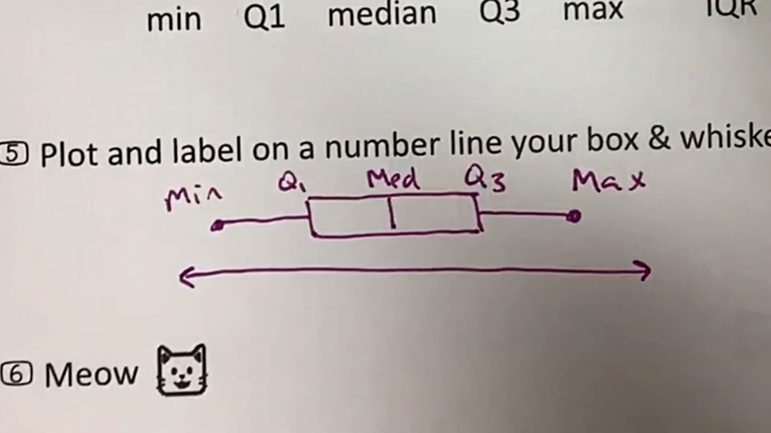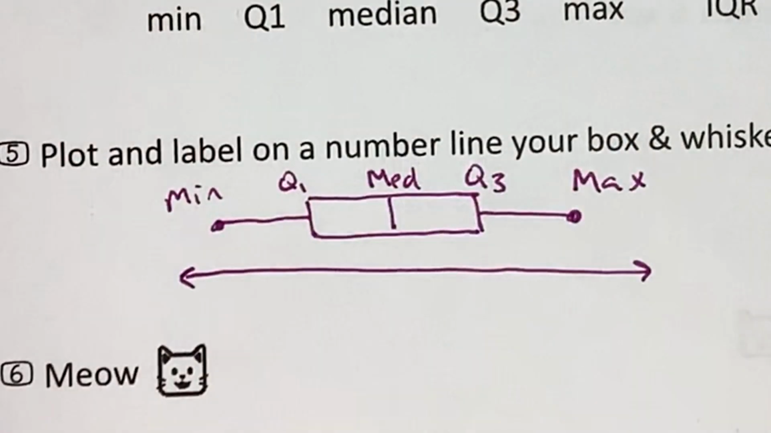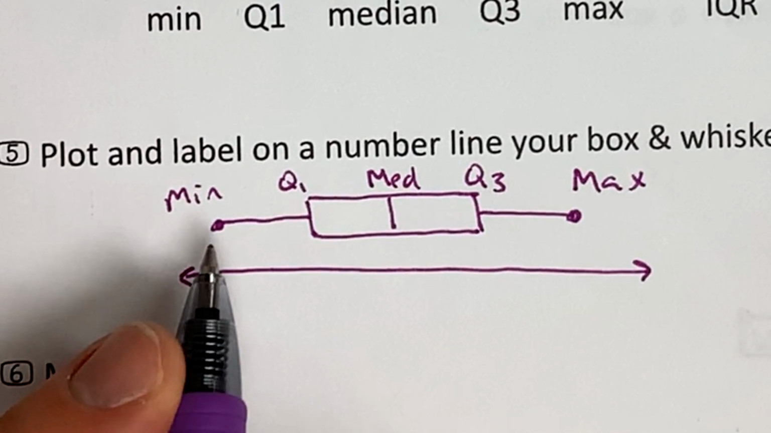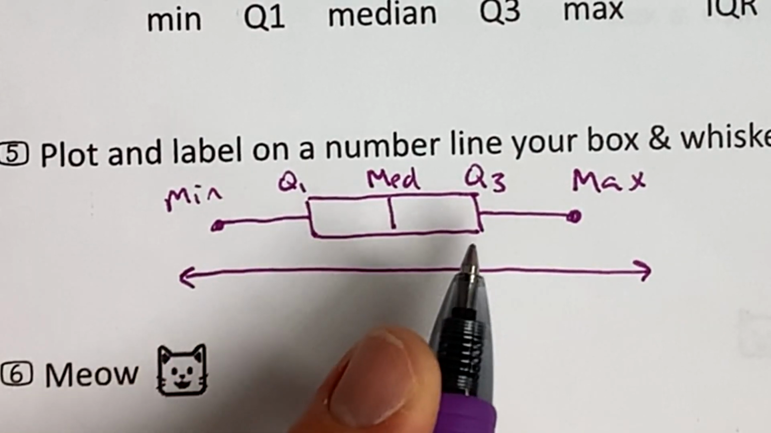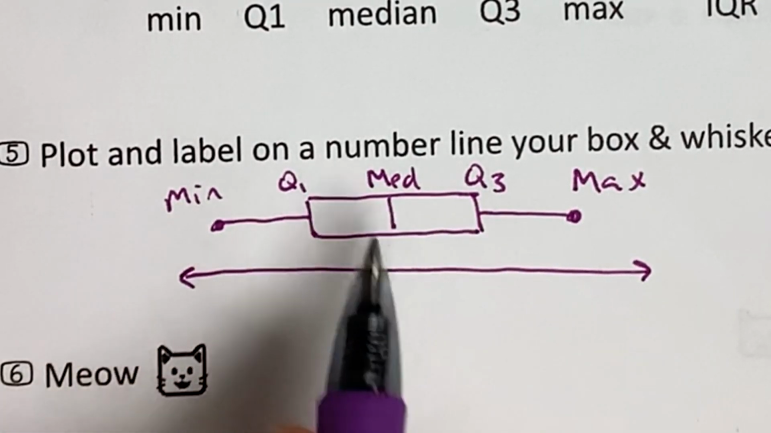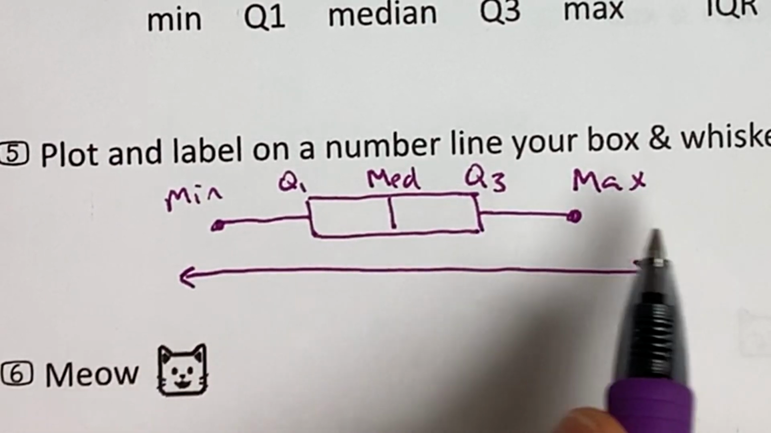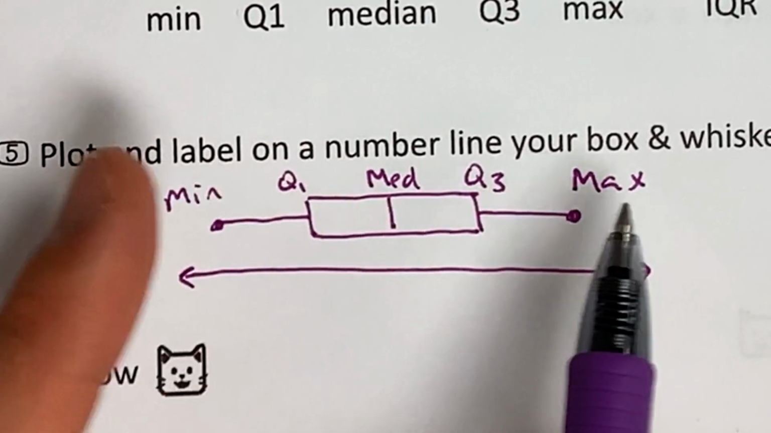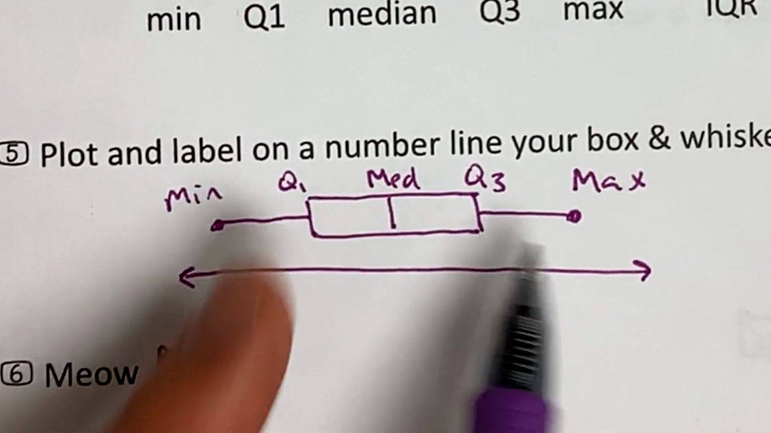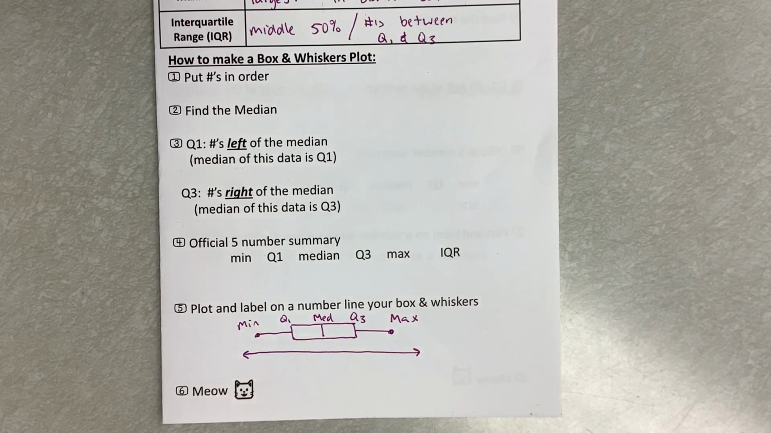They could be slanted around, stretched out, crunched together, who knows, but it's always gonna be a minimum with a dot. Q1, median, and Q3 make up this little box thing with a little line in the middle for your median, and then max is gonna be a little dot, and the dots are connected by these lines. That's how you get the box and whisker plots, okay? So that's how we do it.